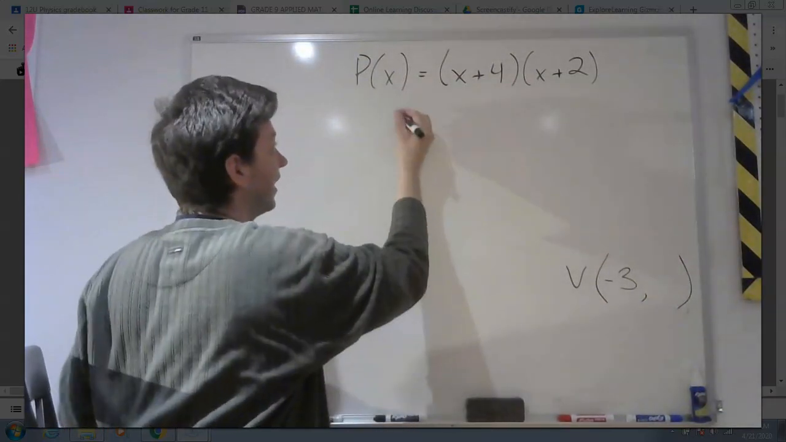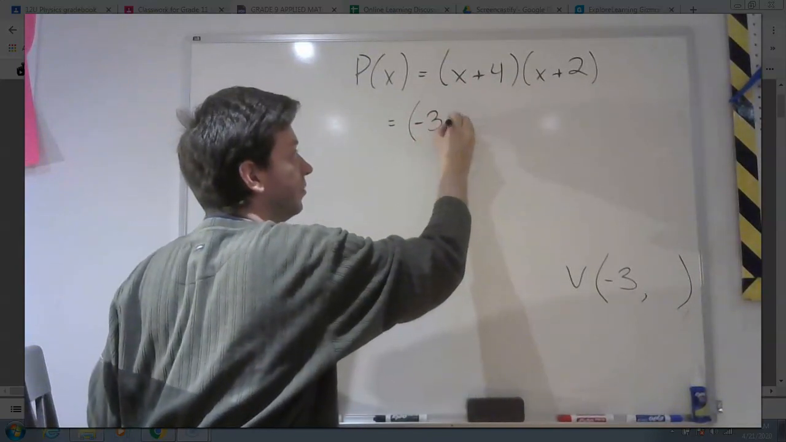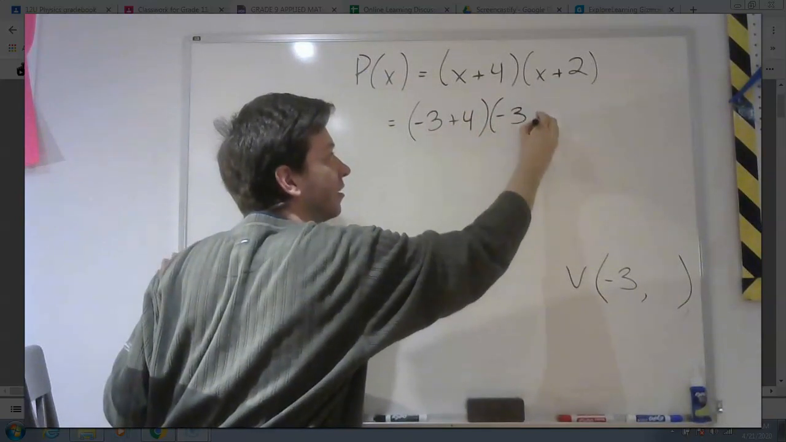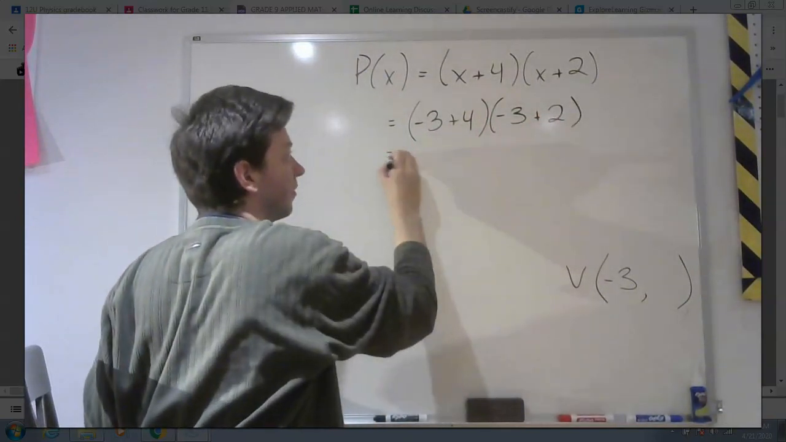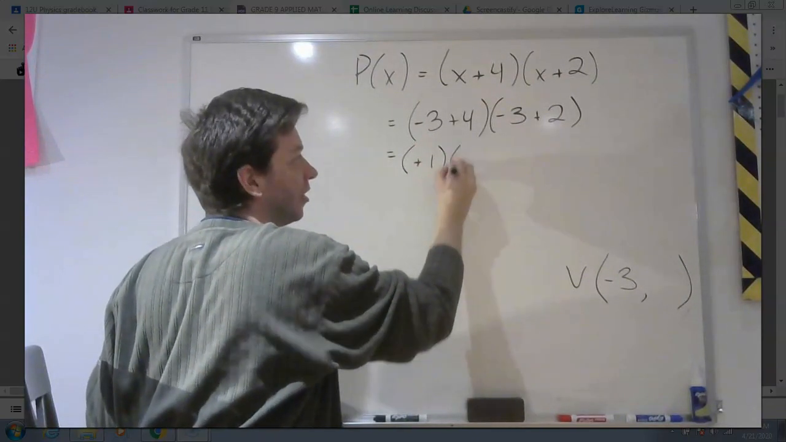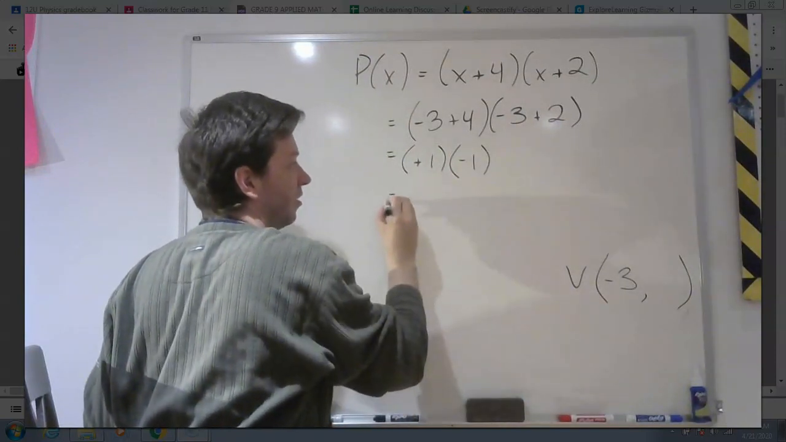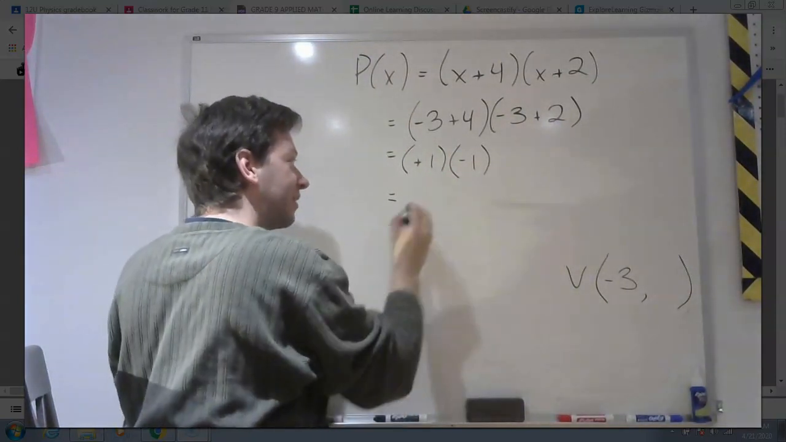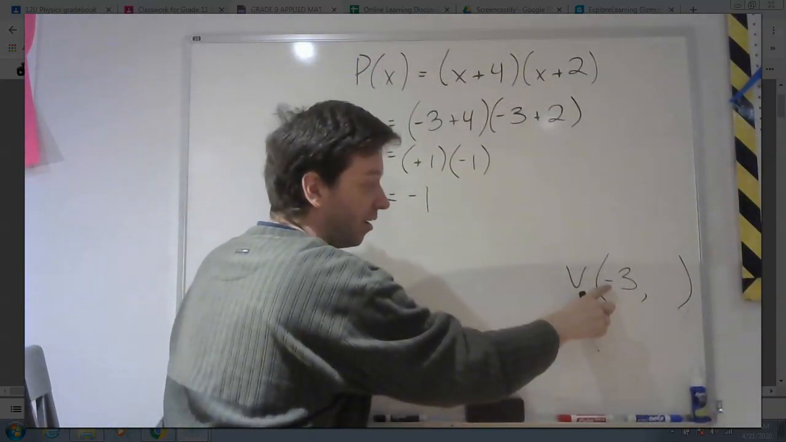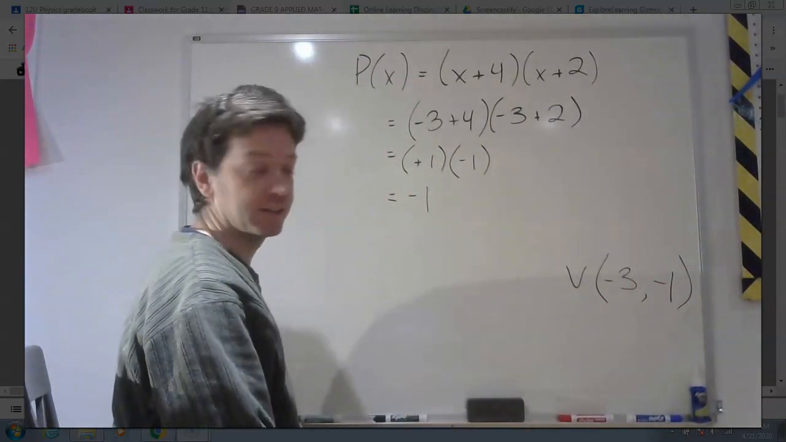So we have p of x equals, we're going to substitute negative 3. So negative 3 plus 4. And again, substitute negative 3. So negative 3 plus 2. And negative 3 plus 4 is just positive 1. And negative 3 plus 2 is negative 1. So positive 1 times negative 1 gives us negative 1. So our vertex is then at the point, or the coordinate, (-3, -1). That's where our vertex is.